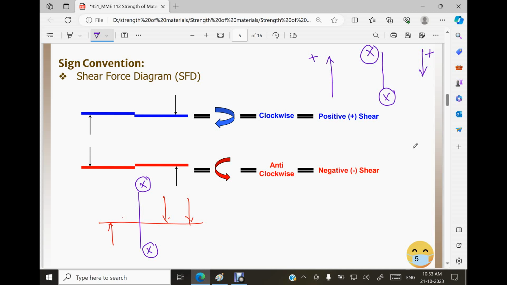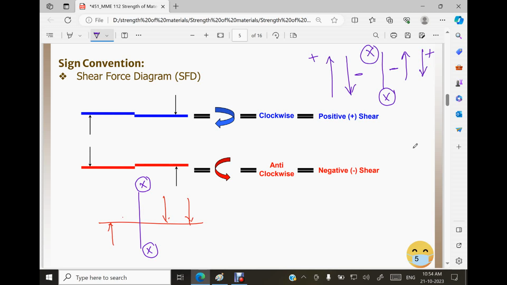And then now make the opposite of it. The opposite of it is here like this, is it not? It is negative, and on the left side downward is negative. This is the sign convention for shear force diagrams.